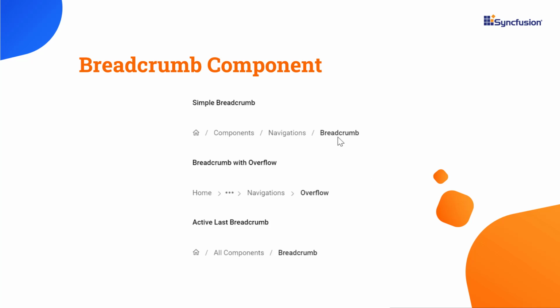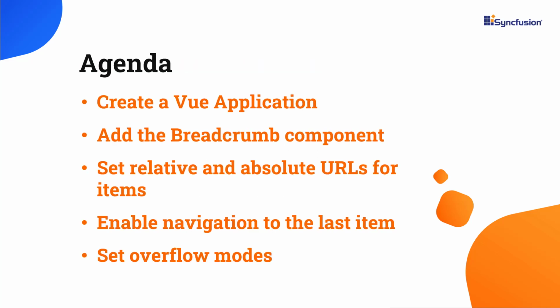Using the Syncfusion Vue Breadcrumb component, you can display a navigation header that identifies the user's current location within the hierarchical structure of a website. In this video, I will show you how to add the Vue Breadcrumb component to a Vue app. I will explain how to add items, set relative and absolute URLs, and customize the item separator. Additionally, I will explain how to enable navigation to the last item and set overflow modes.